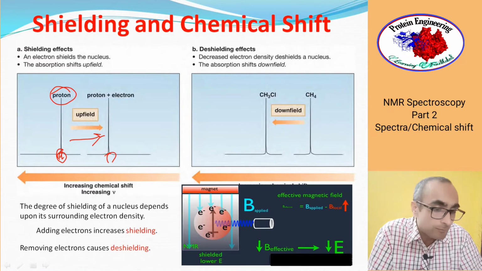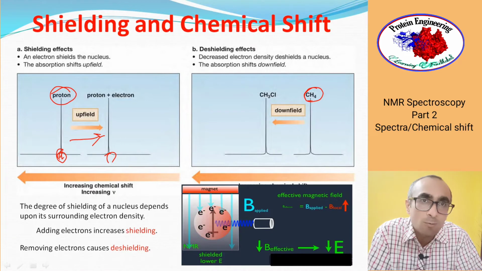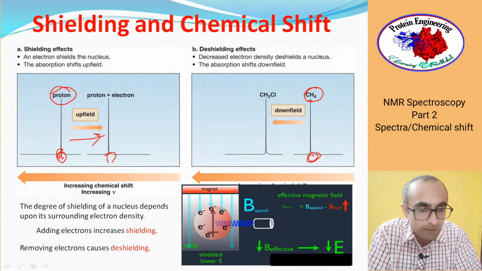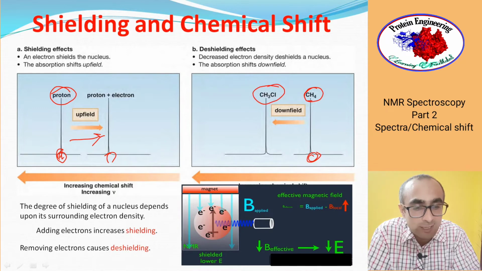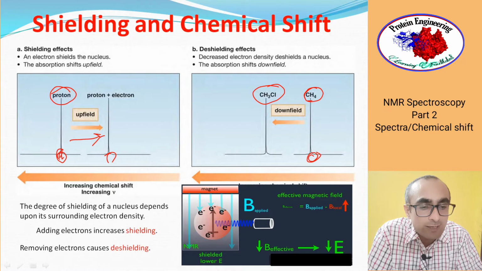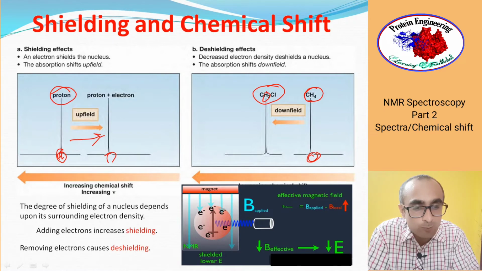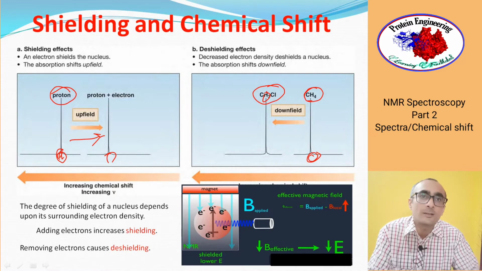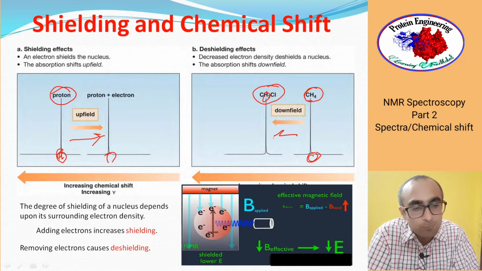Similarly, if you have an atom like Cl here, for example a methane group, the proton peak would be coming at this ppm. But if you have a Cl atom attached to the CH4, so it becomes CH3Cl, in that case the chlorine atom would attract the electronic cloud towards itself. That's why the protons of the methyl group will be more deshielded. As a result, the peak will be coming more downfield.